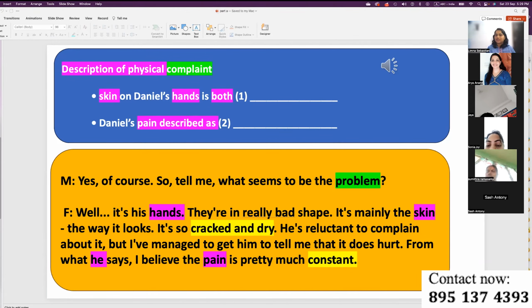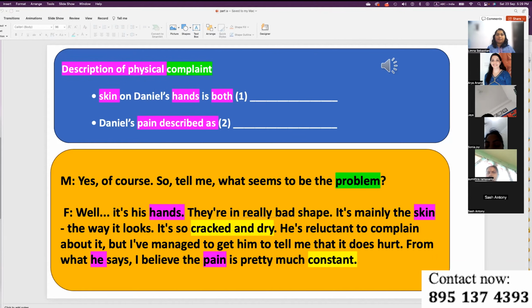These are two adjectives. Okay, then she says he is reluctant to complain about it, but I have managed to get him to tell me that it does hurt. From what he says, I believe the pain is pretty much constant. So the word constant is used here to explain the pain. Okay, this is the way we are getting the answers.